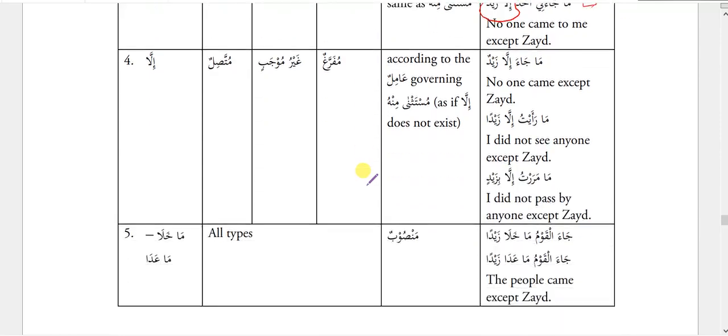Don't worry if you are not able to understand or remember all these things. Once you are familiar with the Arabic sentences and their format, it will become easier for you.